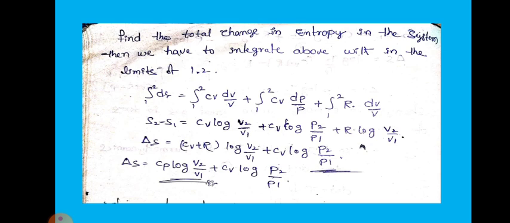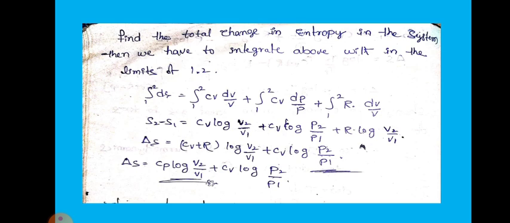So therefore s2 minus s1 is equal to Cv log p2 by p1 plus R log v2 by v1. So therefore ds is equal to (Cv plus R) log v2 by v1 plus Cv log p2 by p1. Therefore ds is equal to Cp log v2 by v1 plus Cv log p2 by p1.